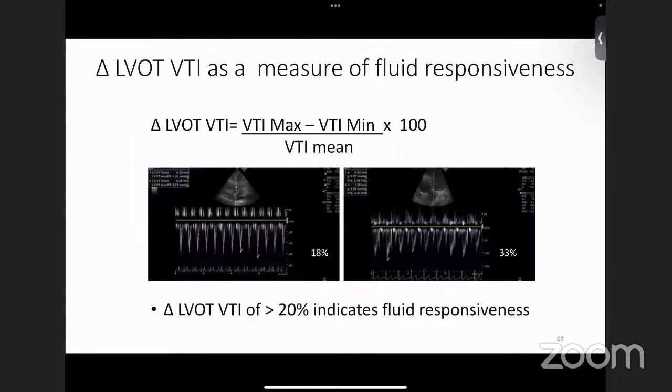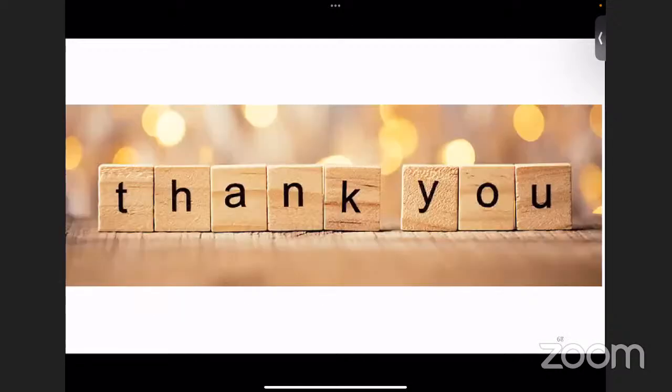Similarly, you can use LVOT VTI also to measure fluid responsiveness. You calculate the maximum LVOT VTI, the minimum and the mean, and multiply by 100, and you will get the change in LVOT VTI. So you calculate the maximum here, the maximum is there and the minimum is there. Using this formula you can calculate, and if the change in LVOT VTI is more than 20%, that means the patient is fluid responsive.